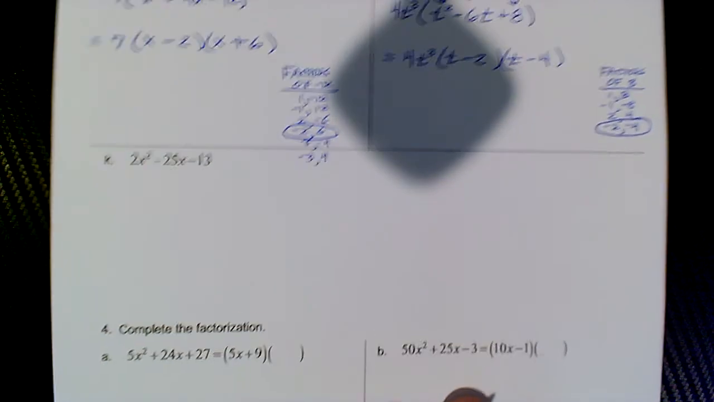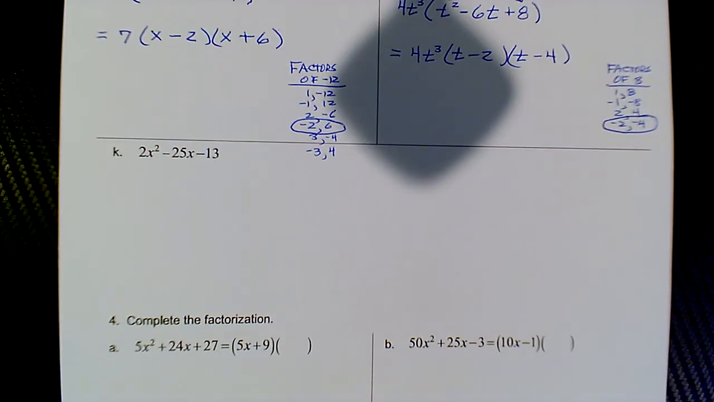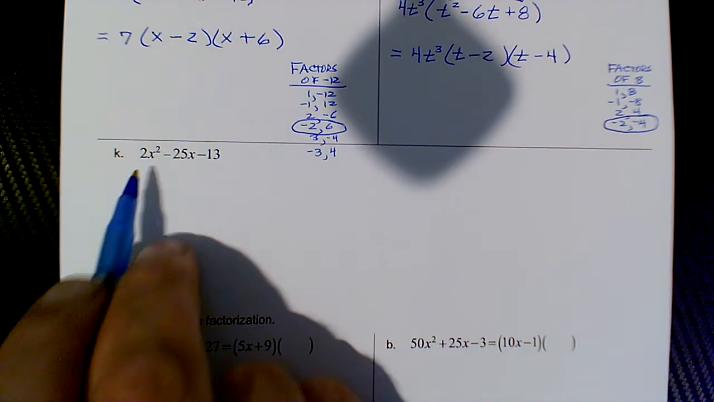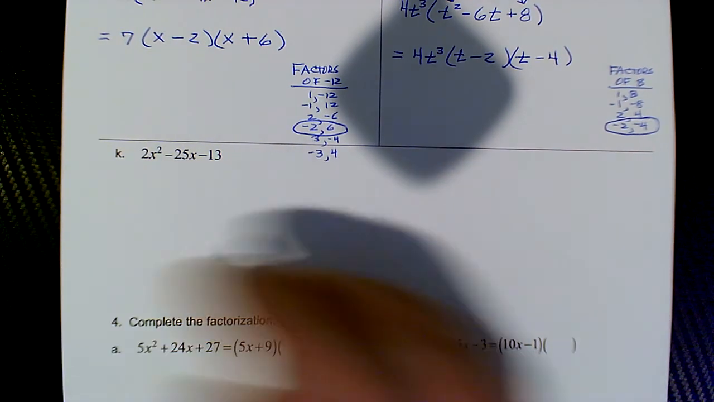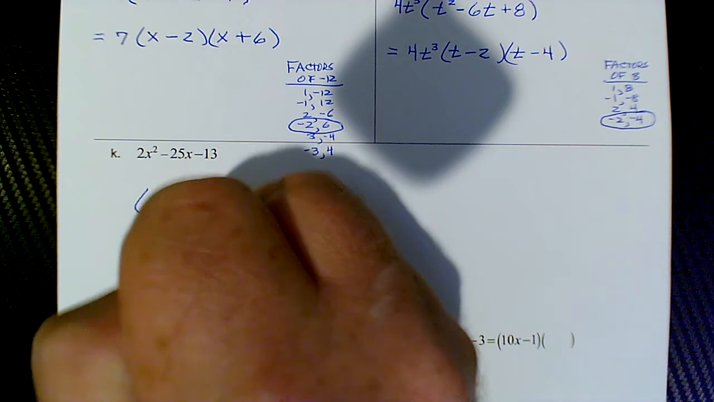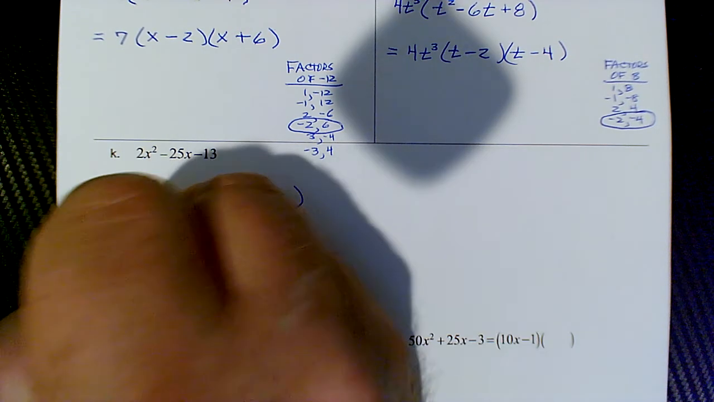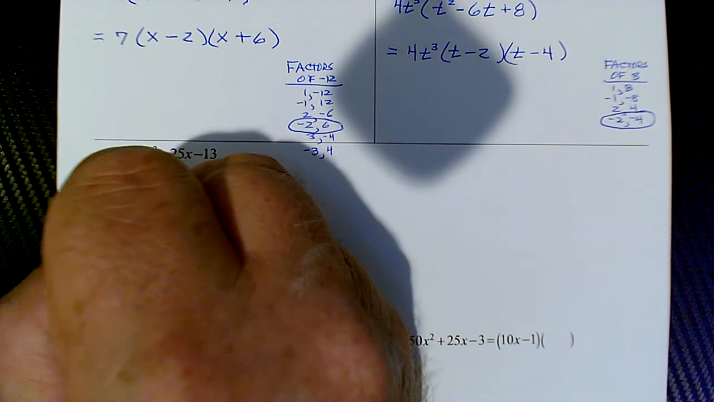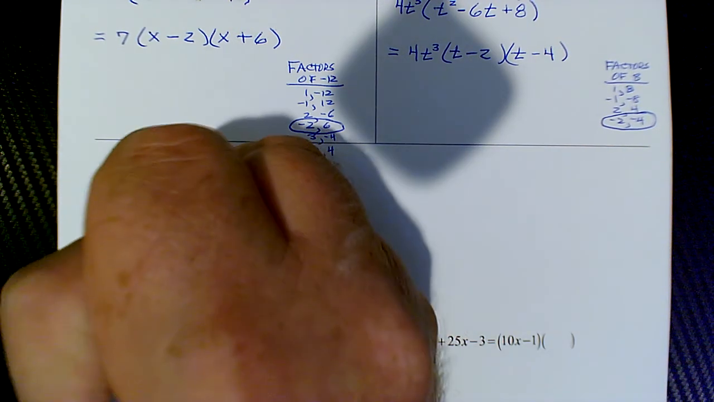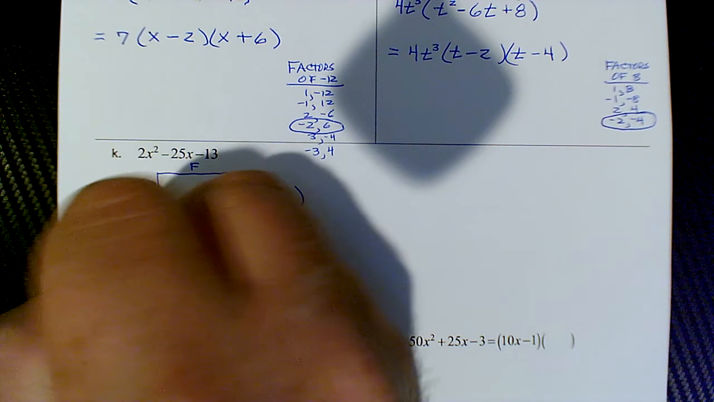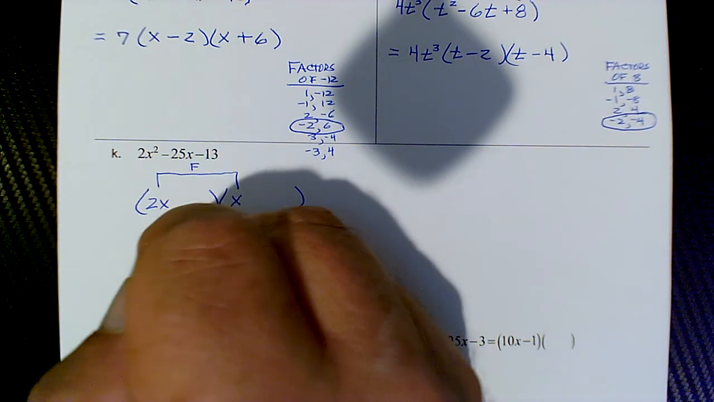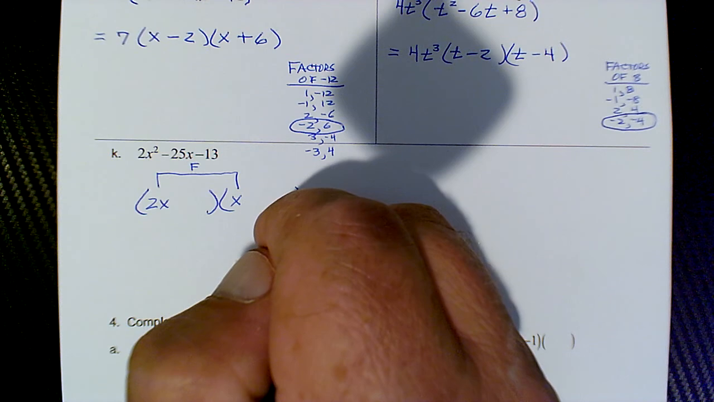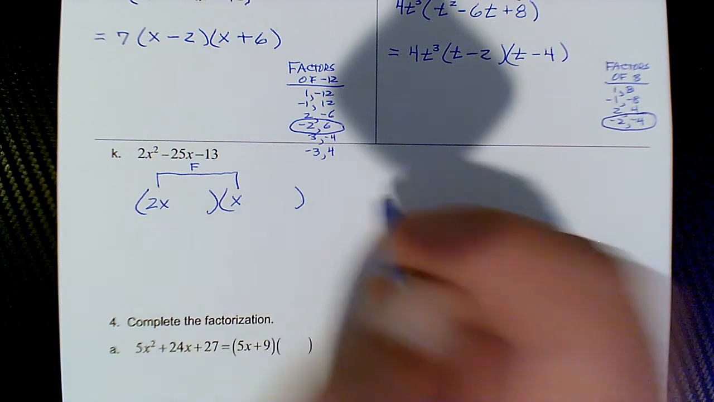Alright, now here's a situation where we have to use trial and error because the leading coefficient is 2 and nothing is common. So trial and error, alright, we're reversing the FOIL process. So to get a 2x squared out of the product of the first terms, we're going to need a 2x and an x. Now what we could do is force the last terms. And I'm going to choose to do this wrong.